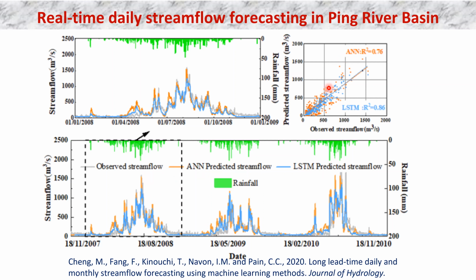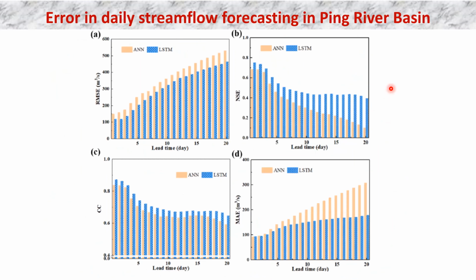If you look at the correlation coefficient, for the ANN the correlation reached 0.76, and for LSTM it is higher, 0.86. This is another measurement, the error analysis, the RMSE, and this is the correlation, and this is another measurement. So we can compare both, and we can see the LSTM is much better than the ANN method.